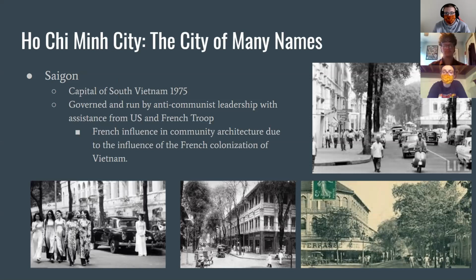Also, if you look at the bottom left of the slide, there's an image of the women in the traditional dress. That also is not something you would see typically today as common wear. Right there.